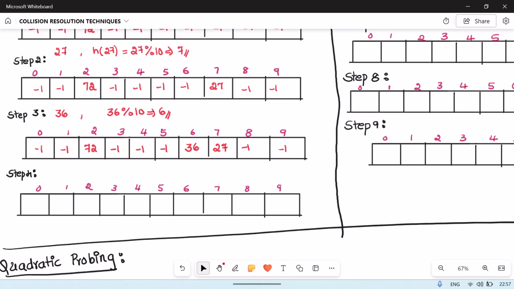Okay, next is 24. You can look at the question; these are the elements. So 24 mod 10 is equal to 4. So at the 4th position, 24. In the second position, 72. 6th position, 36. 7th position, 27. Rest of the places are empty.